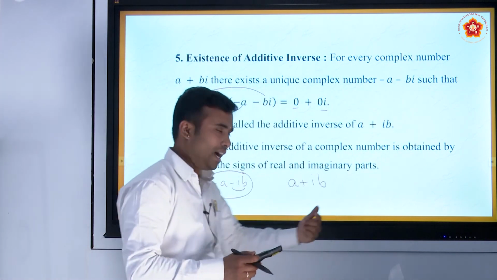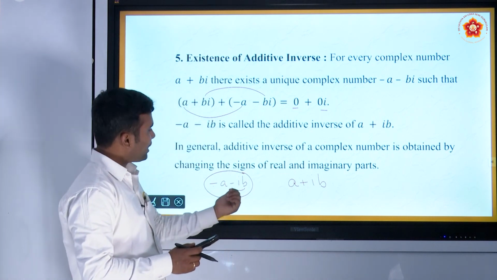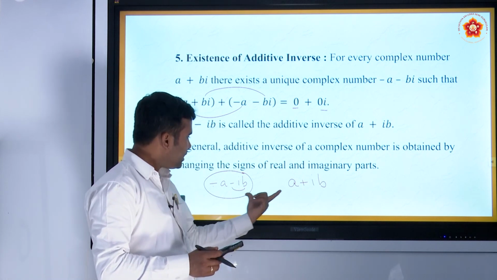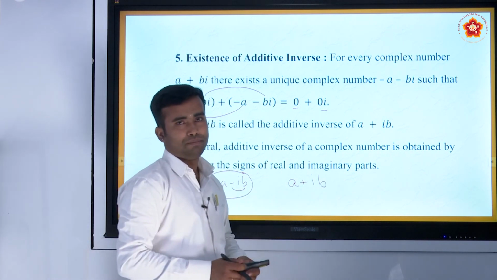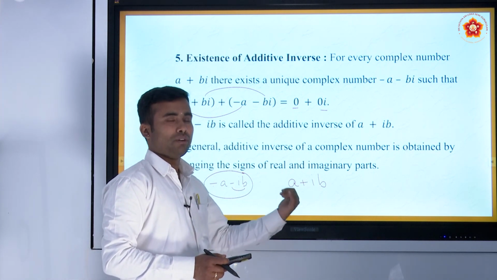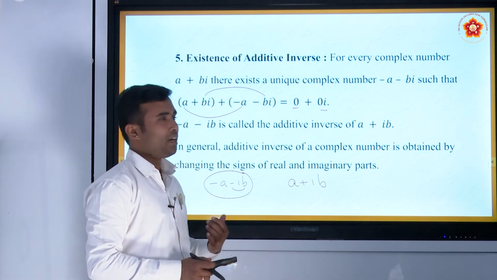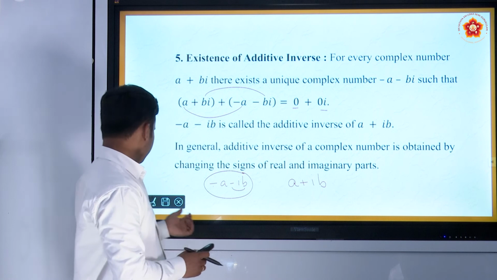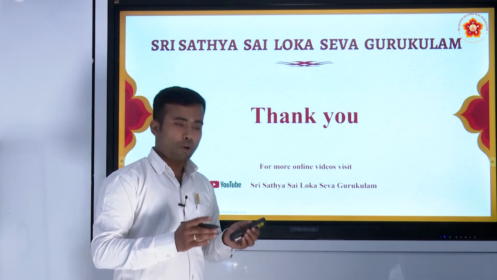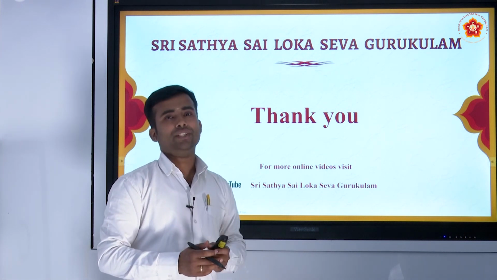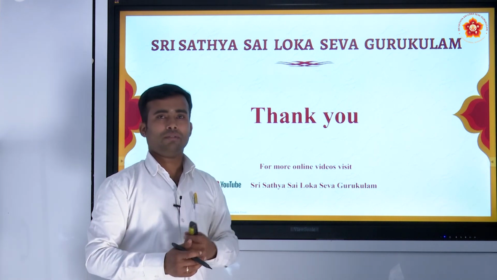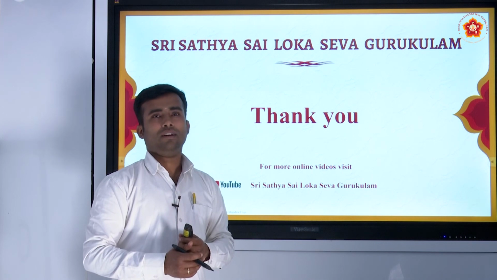In the same way, we can say that the additive inverse of minus a minus bi is a plus ib. If you add these two together, you will get 0. And if you get 0, then one number is the additive inverse of the other complex number. And this completes the properties of complex numbers over addition. And in the next session, we are going to solve problems. Till then, bye.